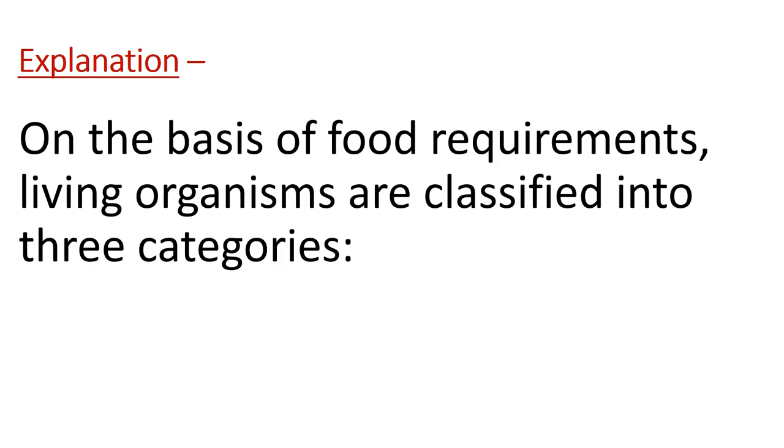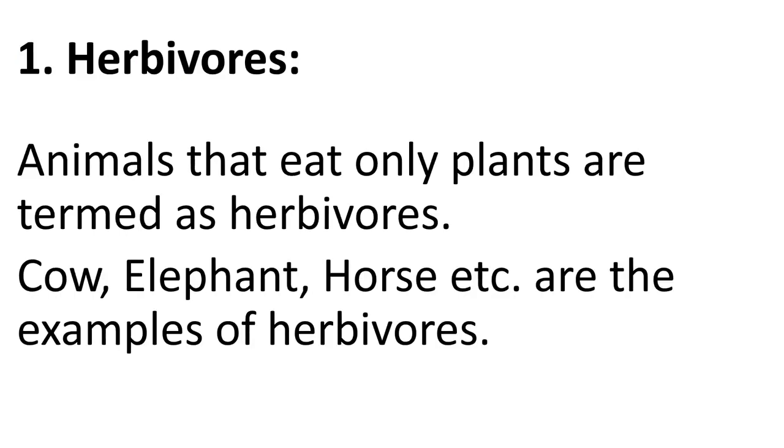On the basis of food requirements, living organisms are classified into three different categories. The different categories are listed as: number 1, herbivores. Animals that eat only plants are termed as herbivores. Cow, elephant, horse, etc. are the examples of herbivores.